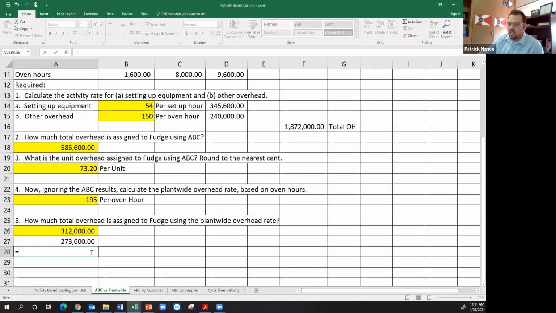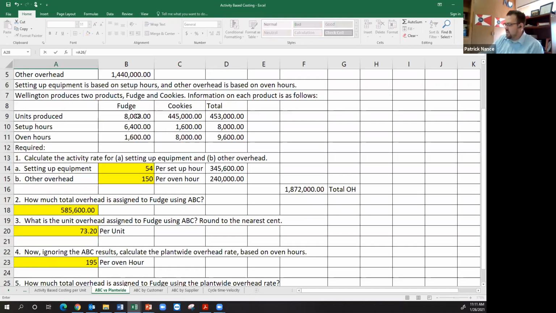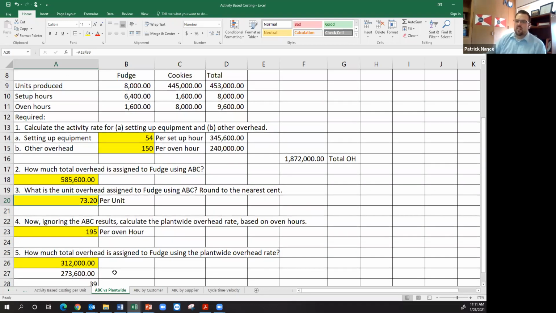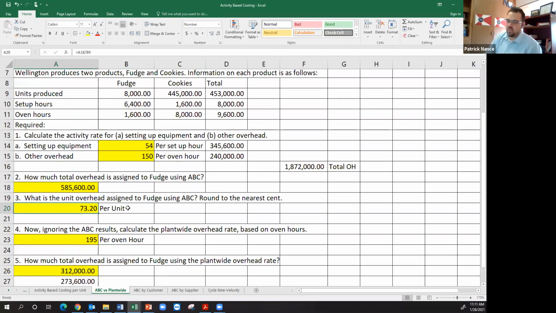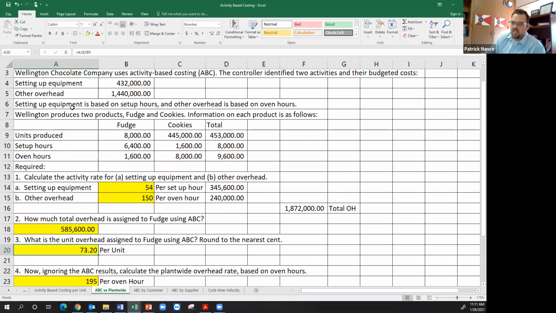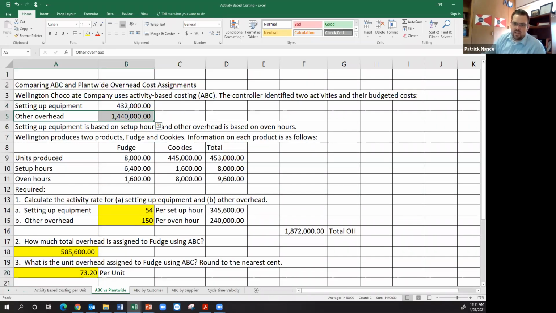I mean, if we again do the per unit amount, 312,000 divided by 8,000 units, that's $39. That's a lot less than the $73.20. So it's a big difference, a big change based on how I've chosen to allocate it. And again, regarding accuracy, generally the more activity bases I use and the more details I use, which is what I do with activity-based costing, the more activity bases and the more activities I separate, the more accurate I can get my costs.